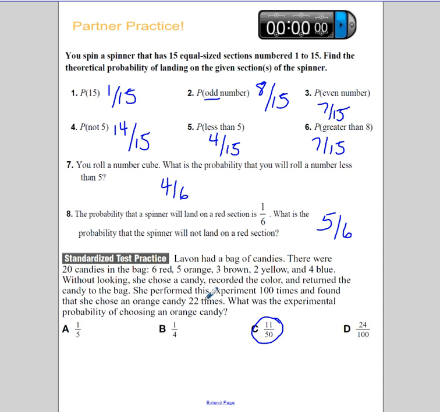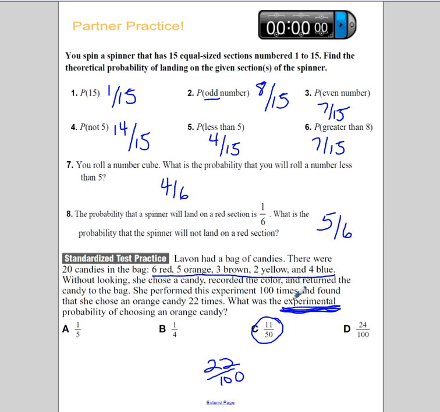This one down at the bottom, this is tricky. It tells you that Levon has a bag of candies, and it tells you that there's 20 candies in the bag, 6 red, 5 orange, 3 brown, 2 yellow, and 4 blue, right? And it tells you that she performed, without looking, she chose a candy, recorded the color, and returned the candy to the bag. She performs this experiment 100 times and found that she chose an orange candy 22 times. What's the experimental probability? So based upon what actually happened, how many times did she choose an orange candy? Well, she chose an orange candy 22 out of 100, and when you reduce that, that's 11 out of 50.